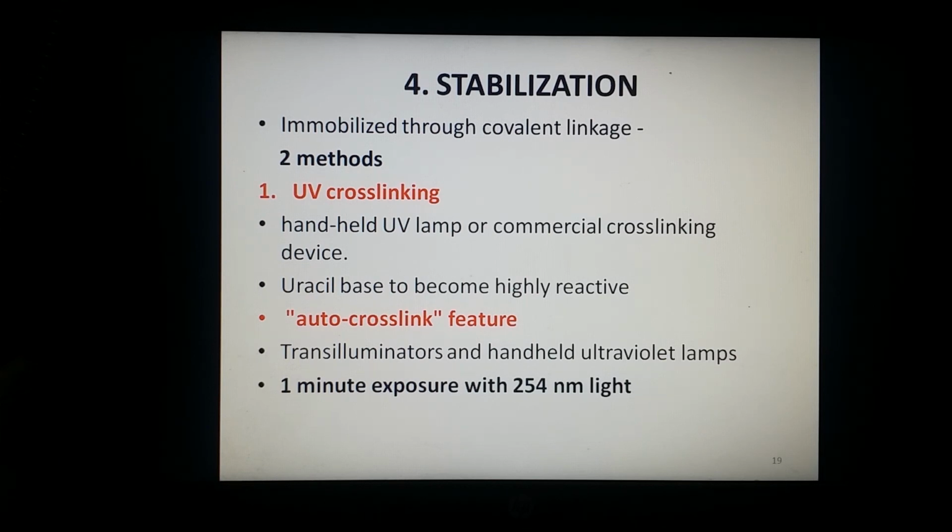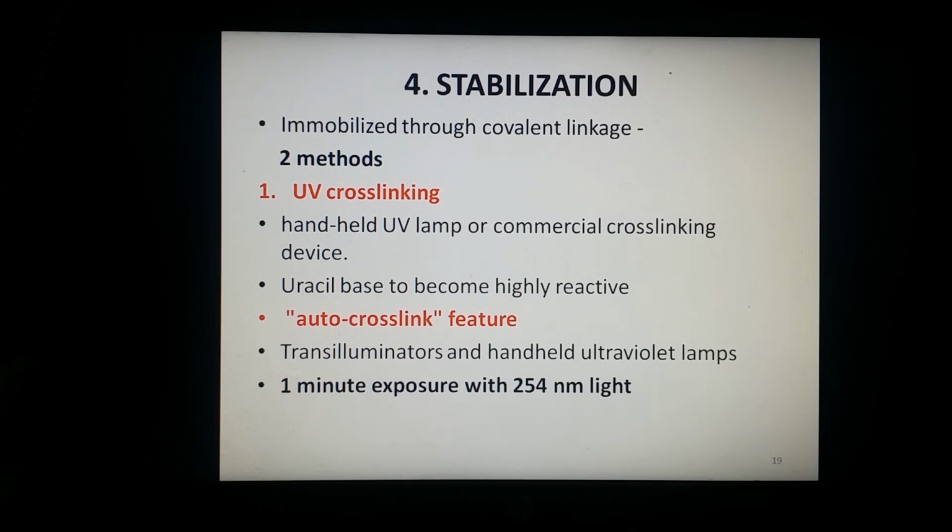The short wave UV light causes the uracil base to become highly reactive, because we are dealing with RNA. In RNA uracil is present, as you know very well, instead of thymine. When the uracil becomes highly reactive, it will form a covalent linkage to amine groups on the surface of the membrane. Amine groups are present on the surface of the membrane, and so the uracil will form the covalent linkage with it.